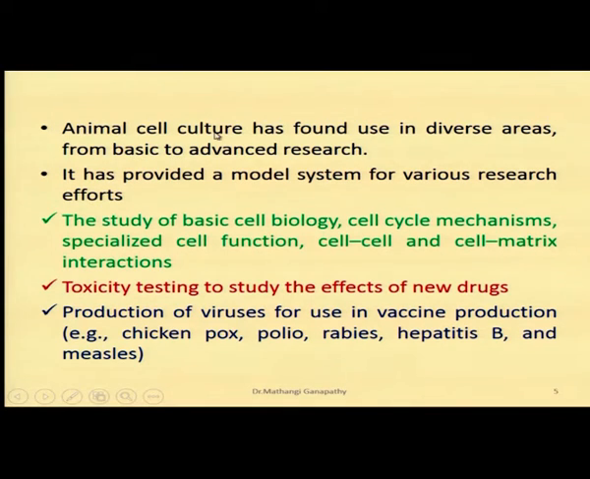Animal cell culture has found use in diverse areas from basic to advanced research. And this has provided a model system for various research efforts: the study of basic cell biology, cell cycle mechanisms, specialized cell function, cell to cell and cell to matrix interactions.